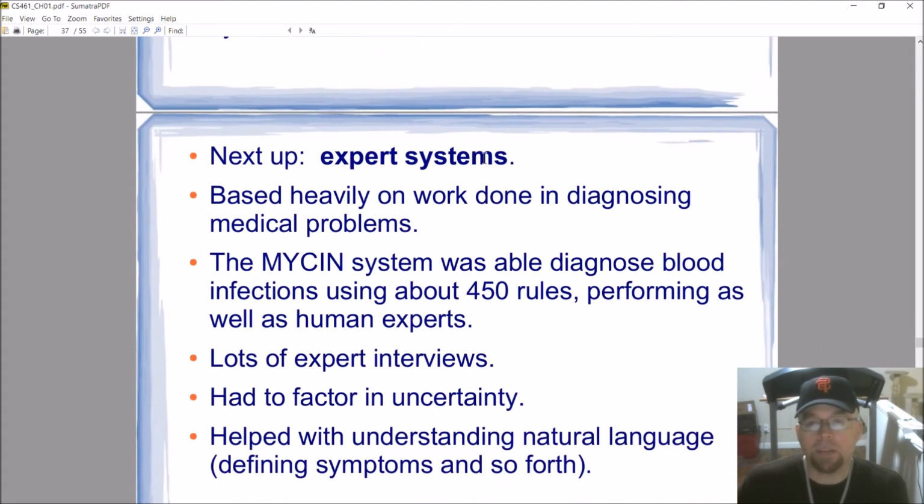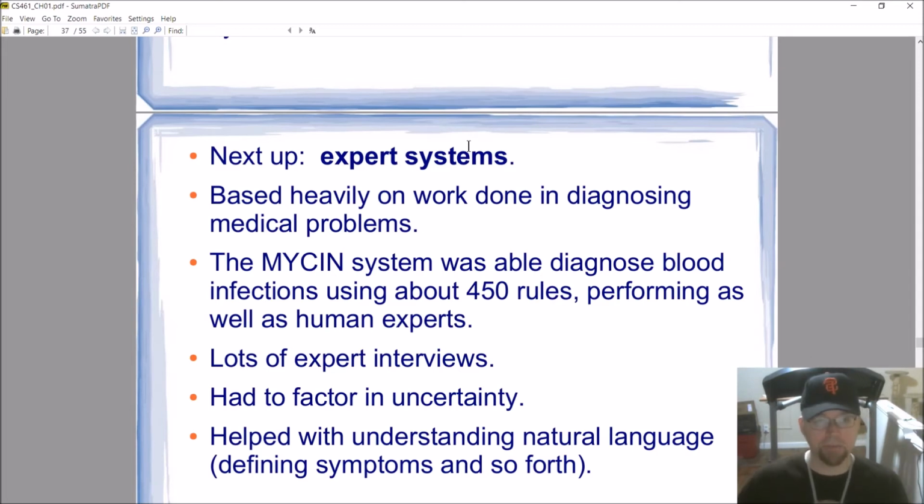Okay, next up, expert systems. And you're going to get a chance to make an expert system in this class towards the end of the semester. Expert systems were born out of the first attempts to come up with automated systems for doing medical diagnostics, I guess you could say.